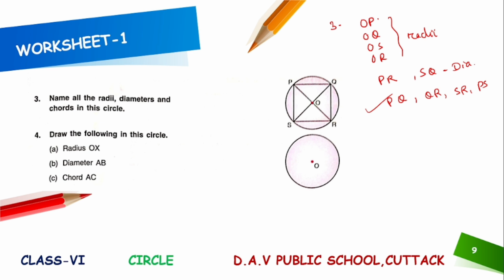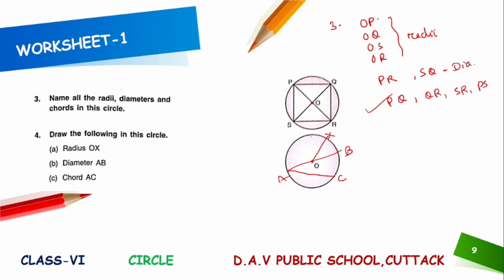Now next question. Draw the following in the circle. Okay, first we draw the radius OX. Radius means center to circle. So first draw OX. Okay, now diameter AB. This is A and B. Now draw chord, that is AC. Okay, you should draw using scale and pencil.